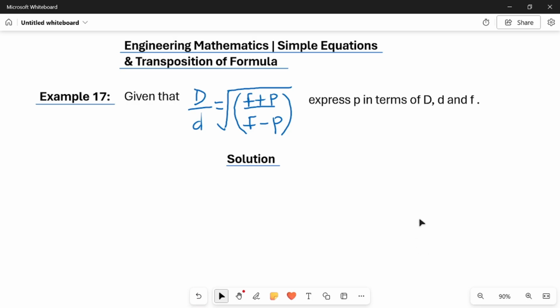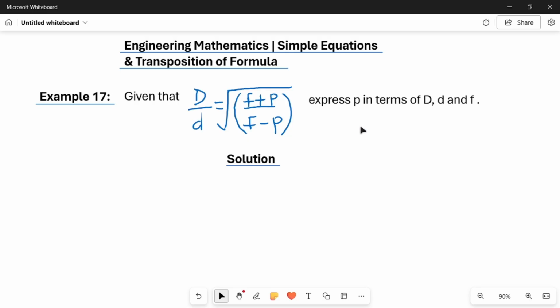Today we are going to solve more examples still on simple equations and transposition of formulas. So we are given example 17. It says given that capital D over small d is equal to the square root of F plus p all over F minus p, express p in terms of D, that's capital letter D, small letter d, and in terms of F. It's simply telling us that we should make p the subject of the formula.